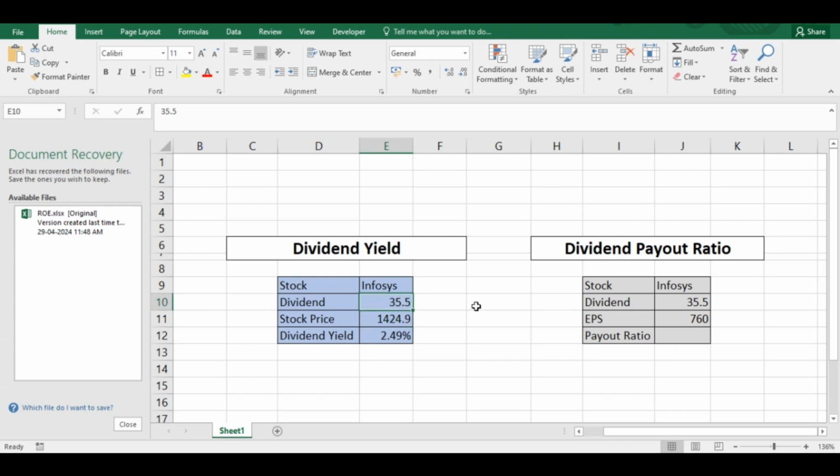Now if the dividend increases to 50 rupee a stock, then also the yield increases. Again, investors find the stock more attractive as it is paying more dividend for the price. Investors buy the stock and the stock price rises, reducing the yield again.